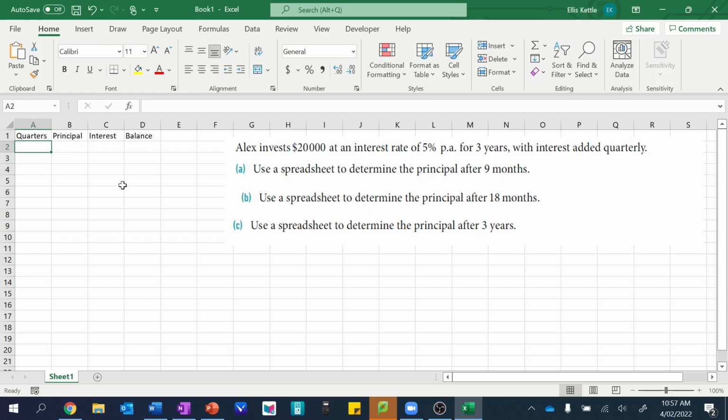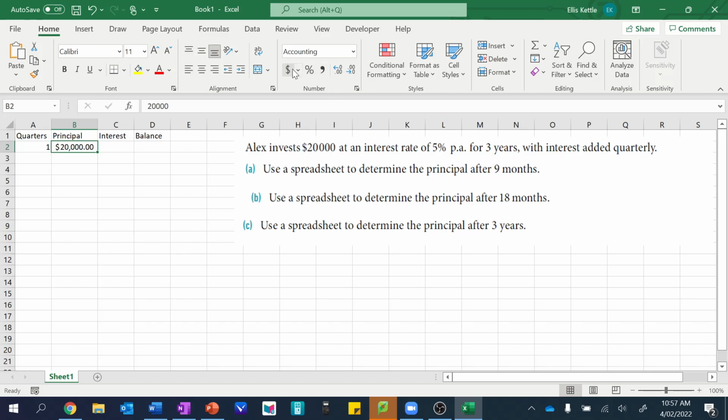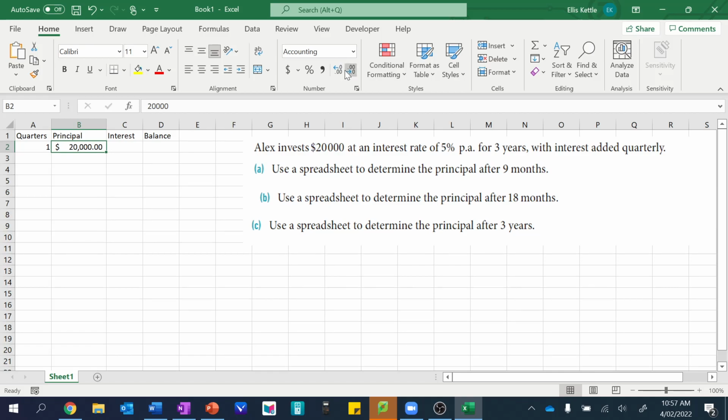So the first quarter is just going to be 1. The principal is just 20,000. But that doesn't look great, so I'm just going to use the dollars, but now it's got decimal places. Don't really want the decimal places, so let's get rid of those decimal places by clicking these buttons up here. So that dollar sign, just do that.